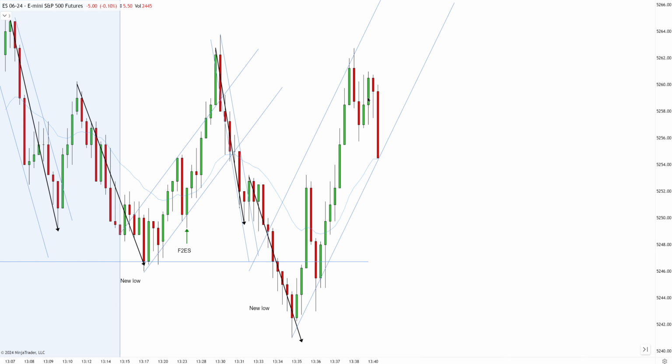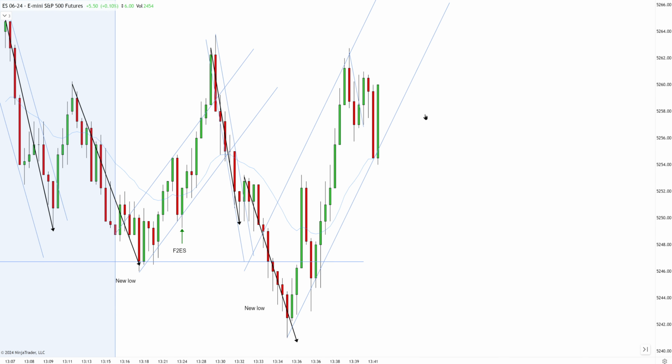I'm expecting a second entry long at 2 key entry points. New high, first entry long, second entry long, a great second entry long, a two-legged pullback at 2 key entry points, but the bar is gigantic, 6 points.